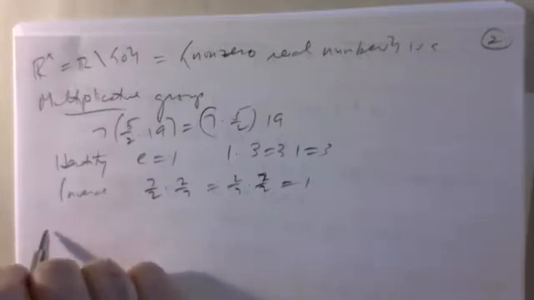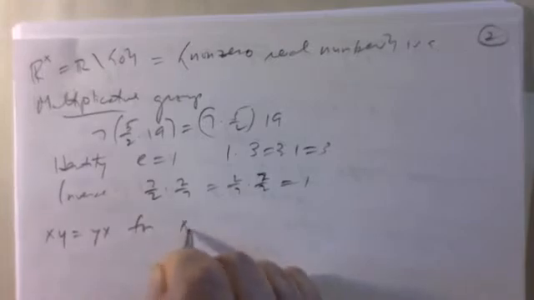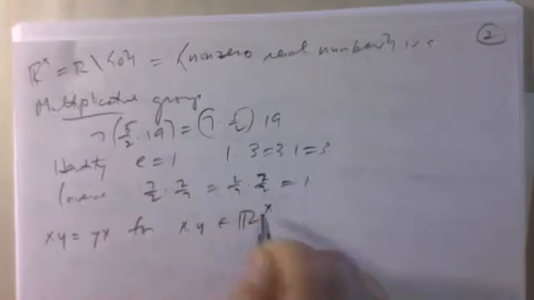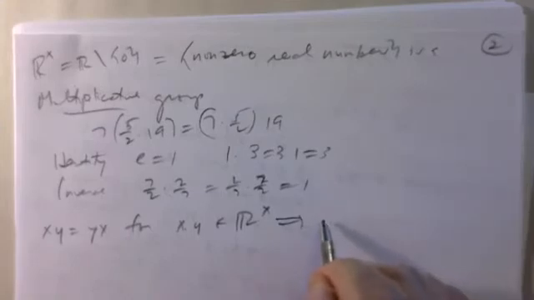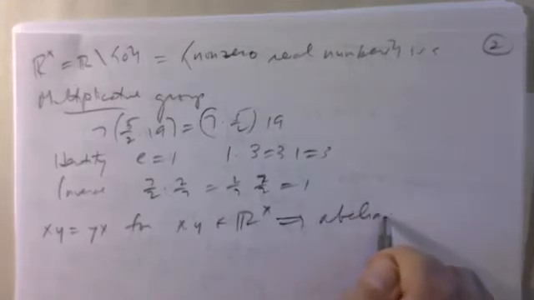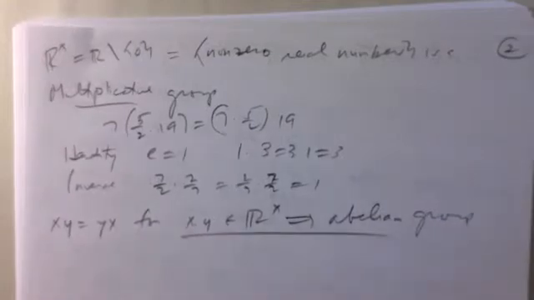And xy equals yx for all x and y in the non-zero reals means we have an abelian group. Okay. Any questions about this?